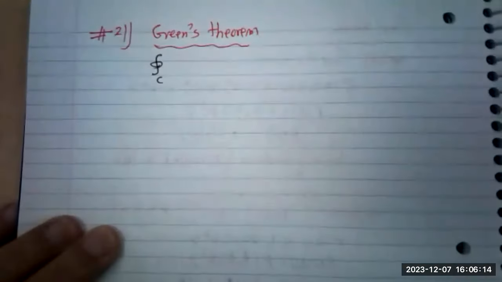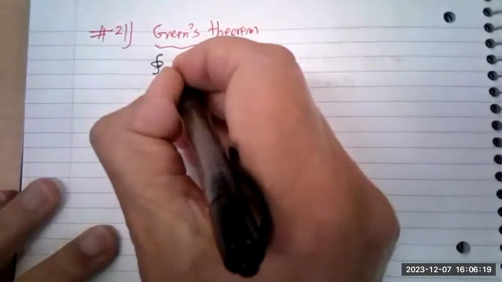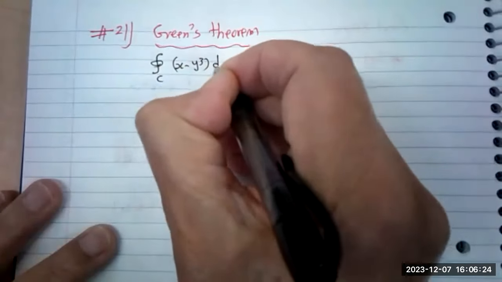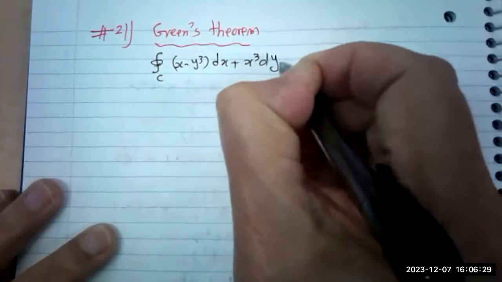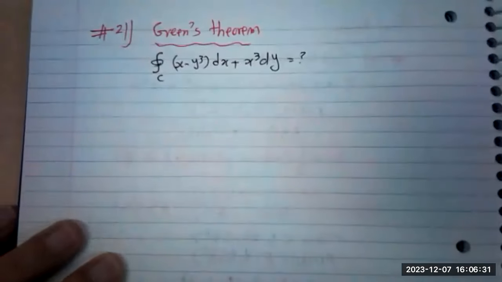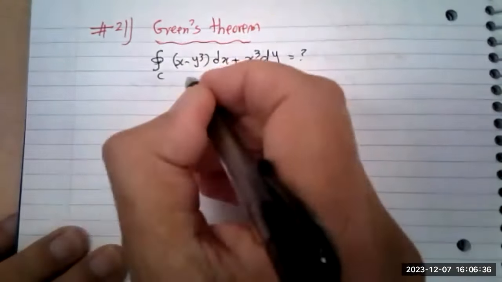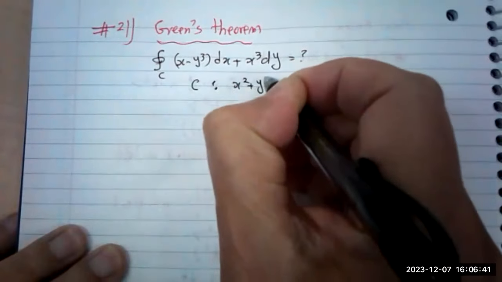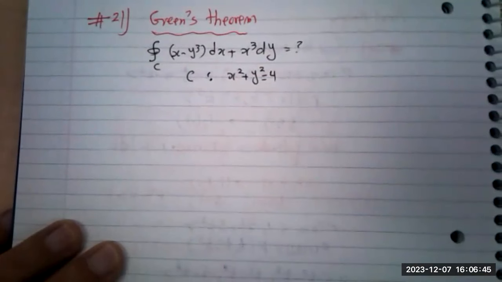Sometimes we may put a circle on the integral sign here, even if you don't write it down, it's the same thing. So the function is x minus y cubed, dx plus x cubed dy. This is the function that you want to integrate. You need the C. C is the circle of radius 2. C is this circle, x squared plus y squared equal to 4. See it? It depends how they introduce the domain for you.